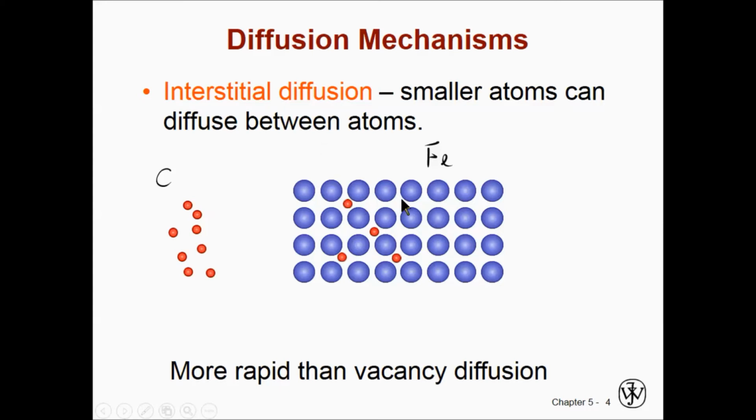Because I have unlimited amount of interstitial spaces over here, interstitial diffusion will be more rapid. It will be faster than vacancy diffusion, because in vacancy diffusion I have limited amount of vacant positions, but for interstitial I have infinite amount of interstitial spaces. That's why this one is faster.